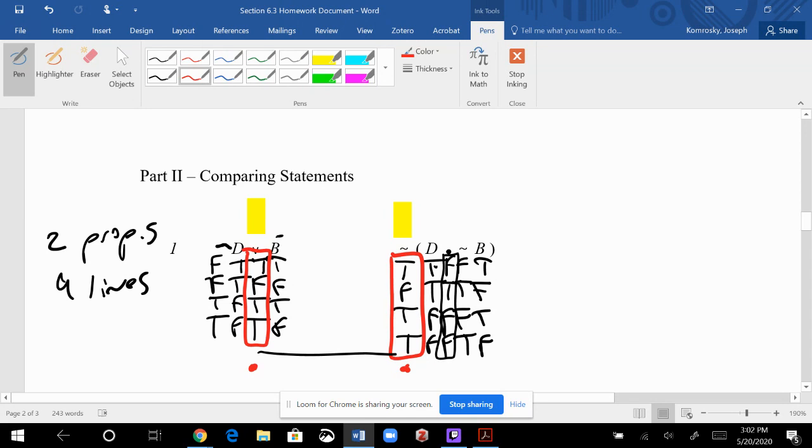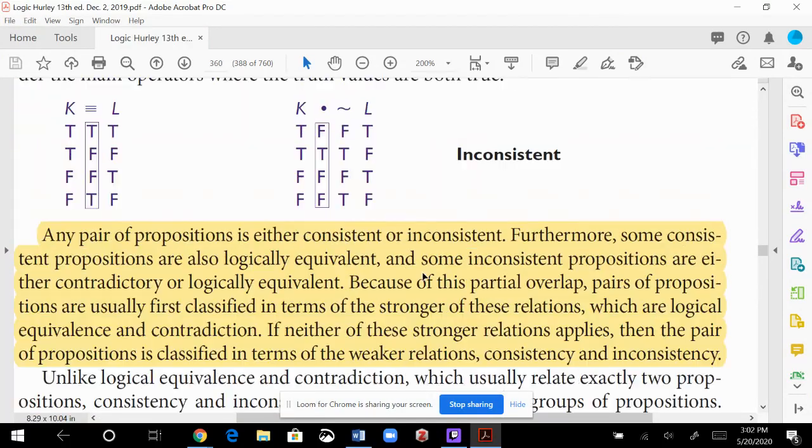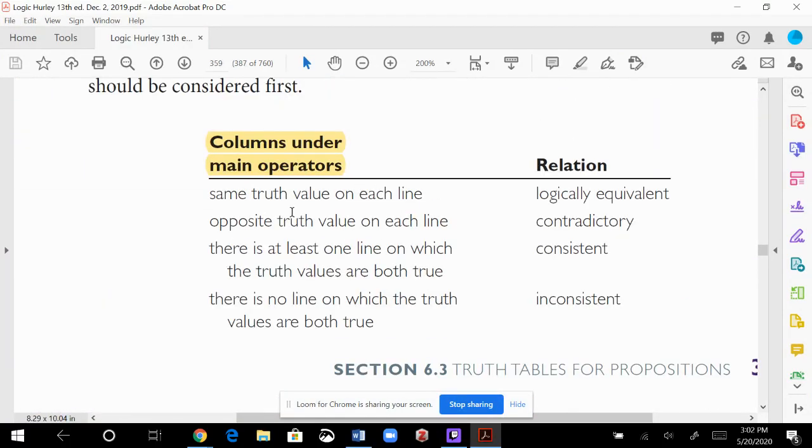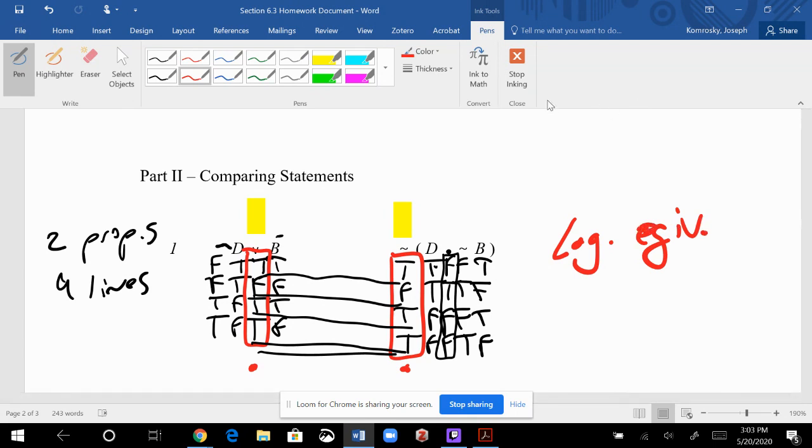So when I do that, line one, true and a true, line two, false and a false, line three, true and a true, line four, true and a true. So every time I go over, they're the same, right? Same truth value. And what do we know? Same truth value in each line. Boom, logically equivalent. Okay, so we know that this whole thing is logically equivalent. That's the answer. Okay. All right. Everybody still with me? Good.